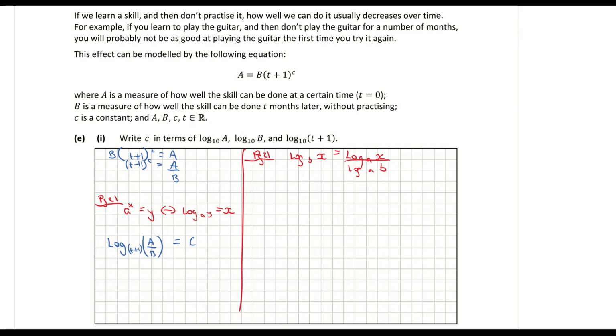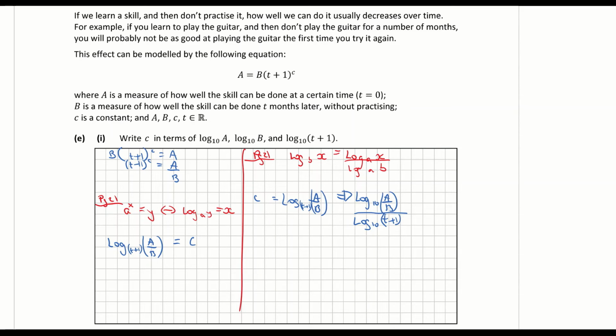So manipulating this now, let's just write it all out again. So I have c is equal to log of a over b to the base t plus 1. And I'm now going to change that to log of a over b to the base 10 all over log of my b, which is going to be my t plus 1 to the base 10.